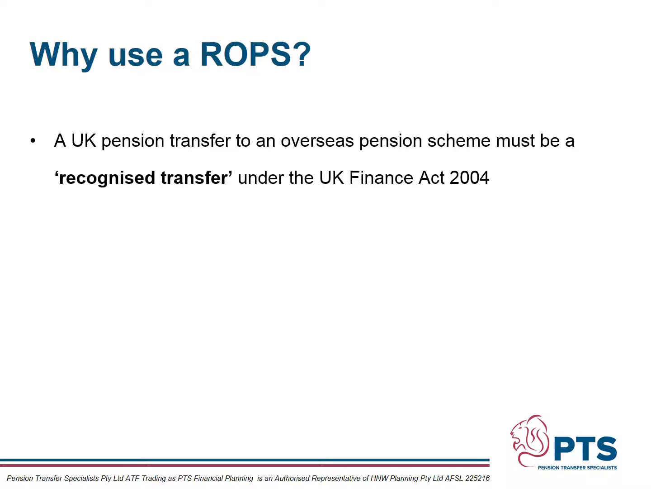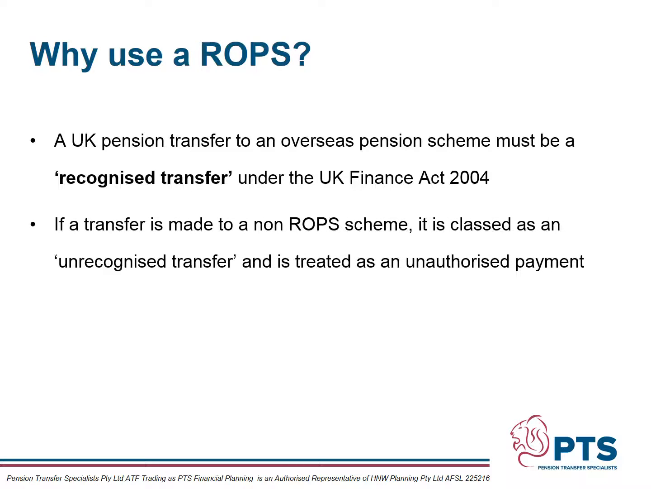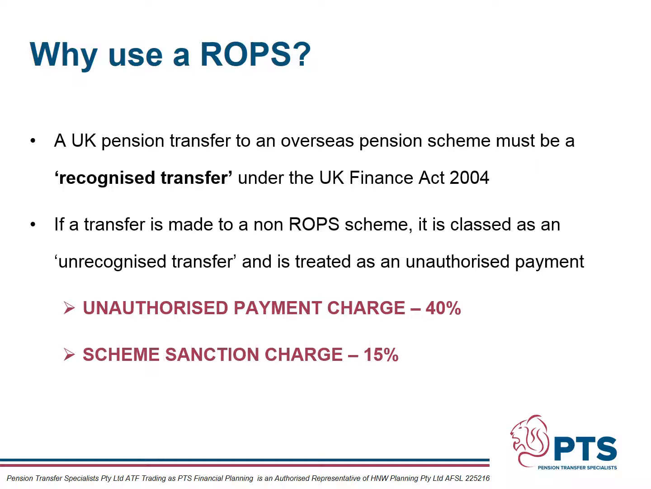A UK pension transfer to an overseas pension scheme must be a recognised transfer under the UK Finance Act 2004. If a transfer is made to a non-ROPS scheme, it is classed as an unrecognised transfer and therefore treated as an unauthorised payment. An unauthorised payment charge of up to 55% would be payable from the member's fund if transferred to a non-ROPS scheme.